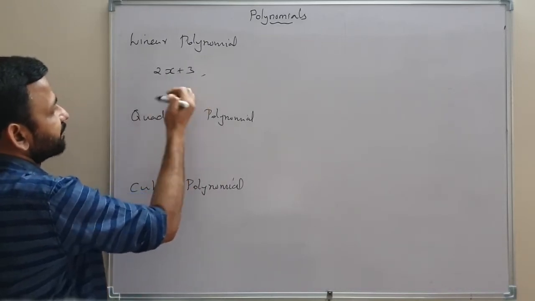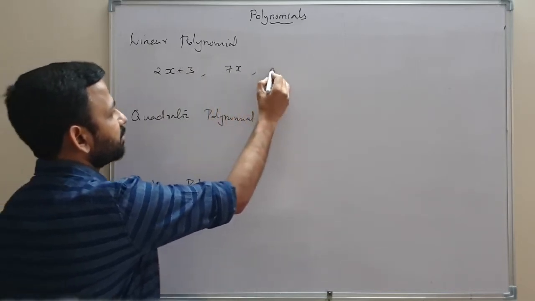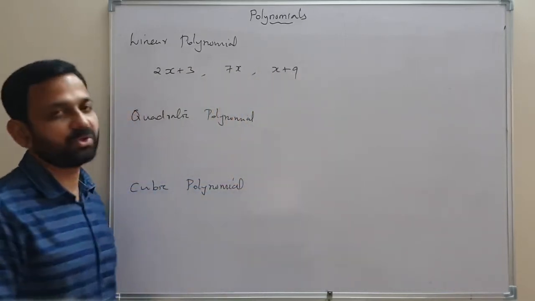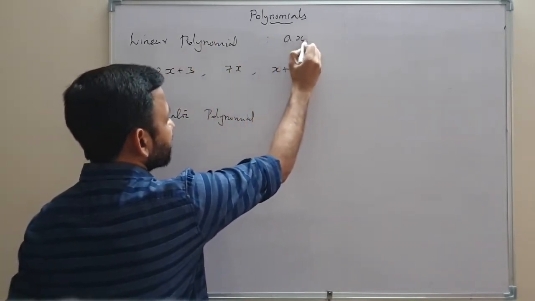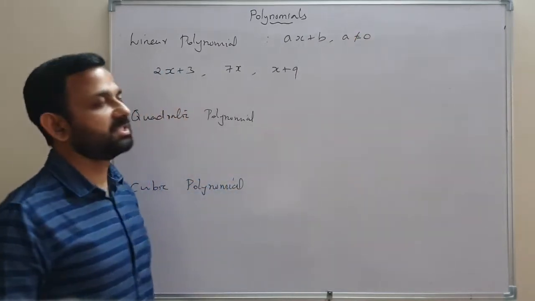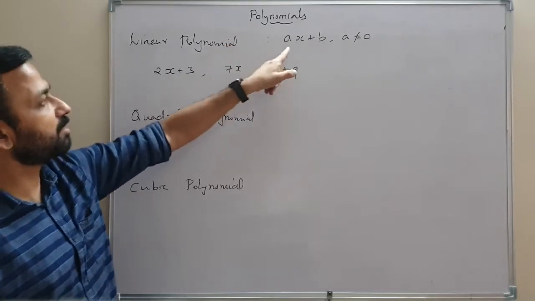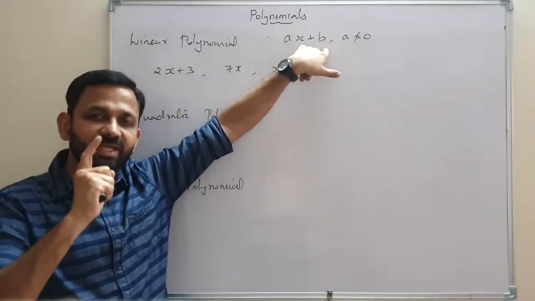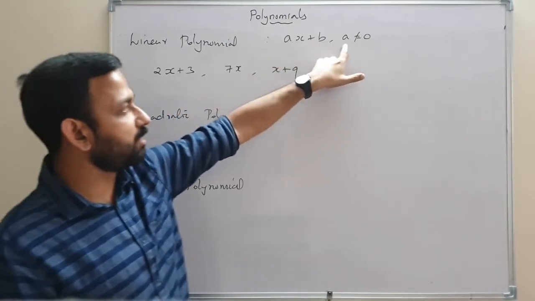2x plus 3, degree 1, so linear polynomial. 7x is a linear polynomial. x plus 9 is a linear polynomial. So the standard form of the linear polynomial is ax plus b, where a is not equal to 0. The linear polynomial is a polynomial of degree 1.